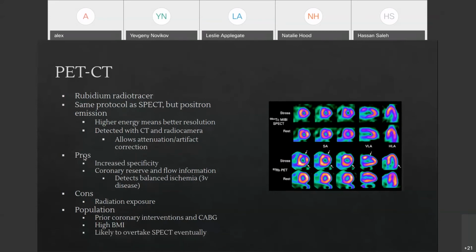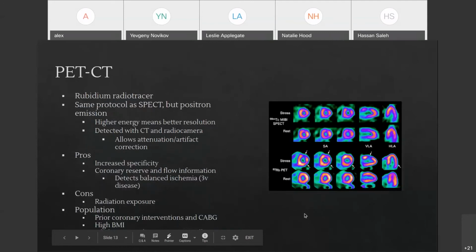So the pros for this one is it has really, really good sensitivity and specificity, like mid 90%. You also get coronary flow and coronary reserve information, so it won't get fooled by balanced ischemia like a SPECT will. Obvious cons for this one is radiation exposure again, and the people you should think about when you're doing it are patients who've had prior CABGs or prior interventions, and you're trying to figure out where the ischemia is and if they would need stents and where. People with really high BMIs, because the higher energy photons overcome the attenuation.